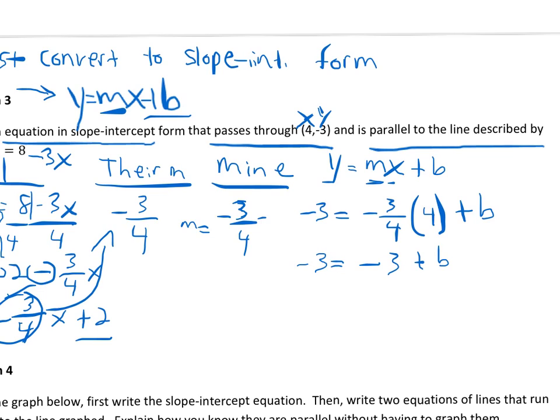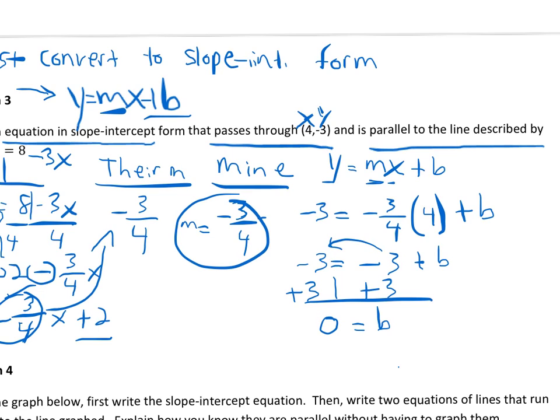How do I solve for b? Well, I need to get rid of this negative 3 hanging on the same side. So how do I get rid of a negative 3? I add 3. Whatever you do to one side, you have to do to the other. So my b is equal to 0. Now I know my m, and now I know my b. So I can answer the question.